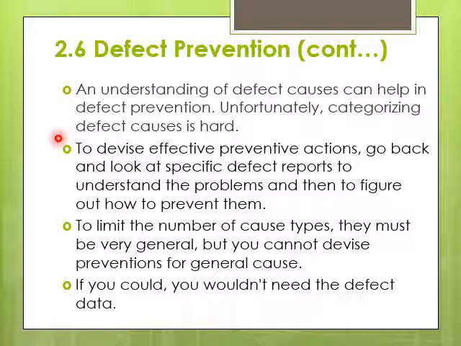However, to find the cause category to be of any value in devising effective preventive action, you need to go back and at least look at a specific defect report to understand the problems and then figure out how to prevent them. So the problem here is to limit the number of cause types. They must be very general, and if you could, you wouldn't need the defect type.